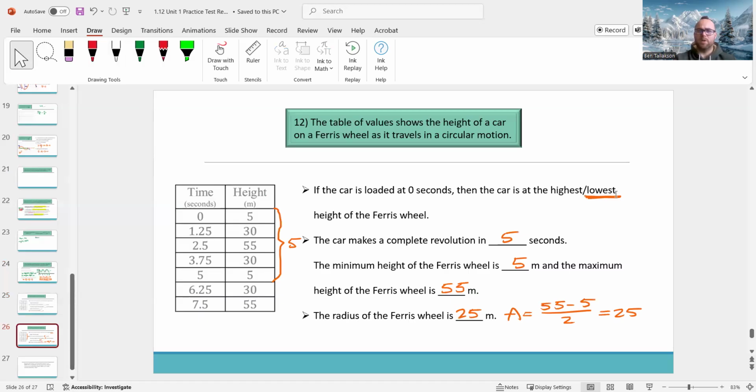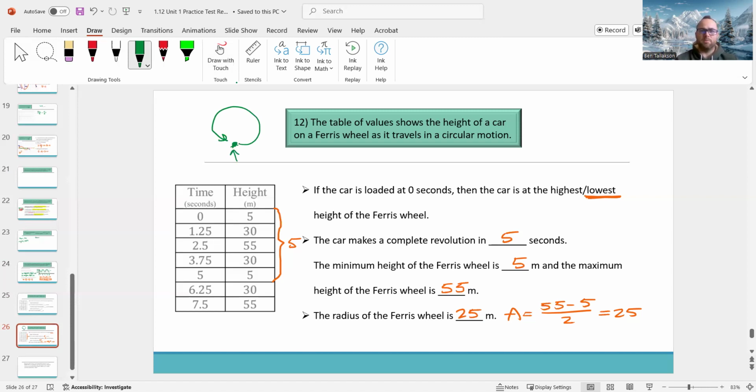It's at the lowest point, right? You are not climbing the Ferris wheel and getting off at the top, right? You're starting at the bottom before the ride starts so you can then go around the Ferris wheel, right? So it's loaded at 0 seconds. No time has started, right? You just got on the Ferris wheel right here.